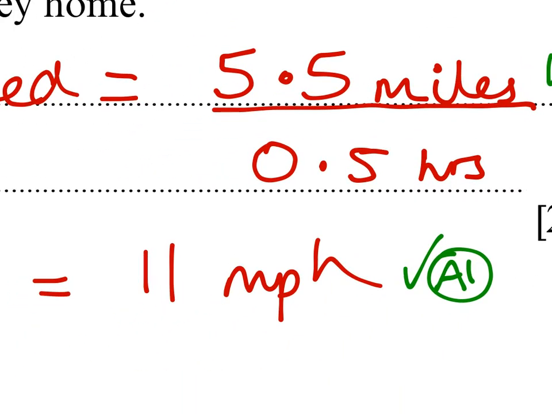If you did it as 5.5 divided by 30, you'd be working out your miles per minute. Which is a weird way to think about the speed limit on motorways in miles per minute. Okay?